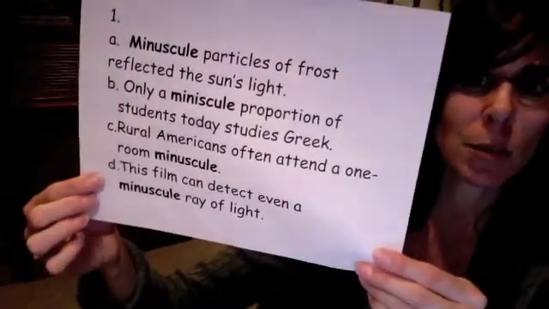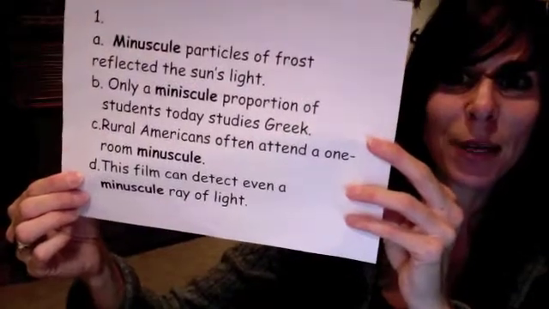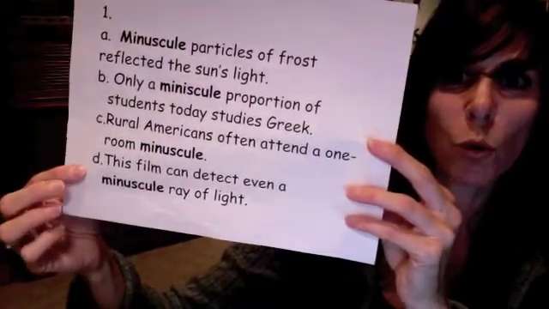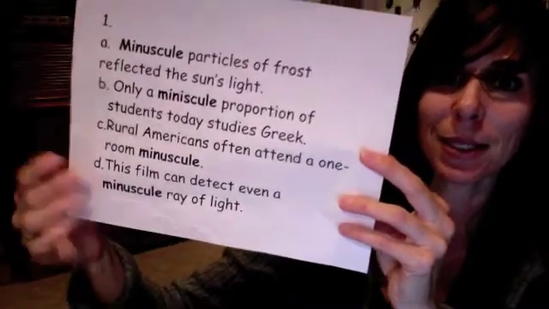Let's look at D just to make sure. This film can detect even a minuscule ray of light. So even a small ray of light, and that makes sense. D does. So number 1, C is the one that did not make sense. It was used incorrectly. So on number 1, I would write on a separate piece of paper C.